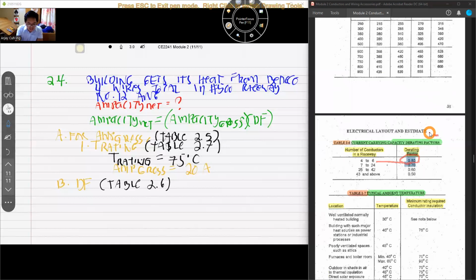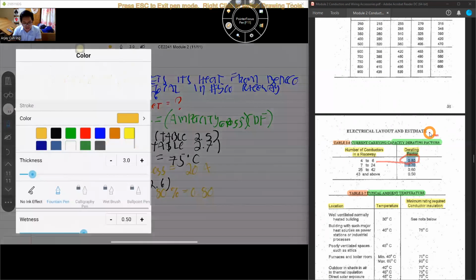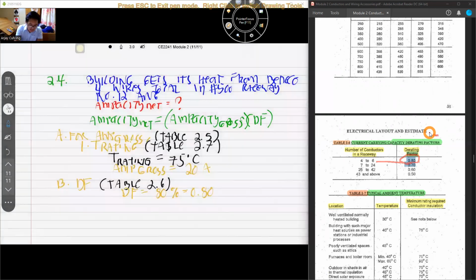Okay. So with that class, we can say that our DF is equal to 80%, or 0.80. Okay. So with this class, kayang-kaya na natin kunin yung ating net ampacity.